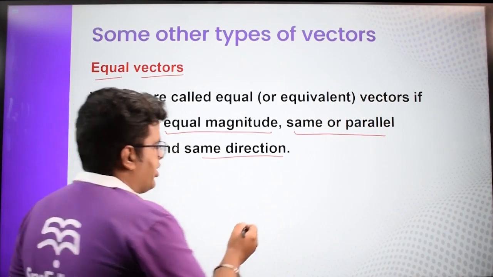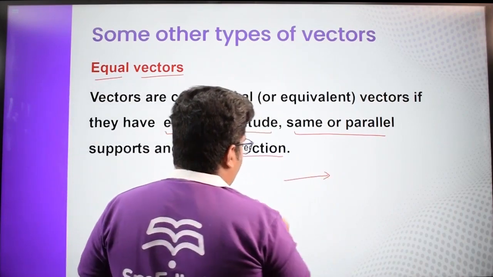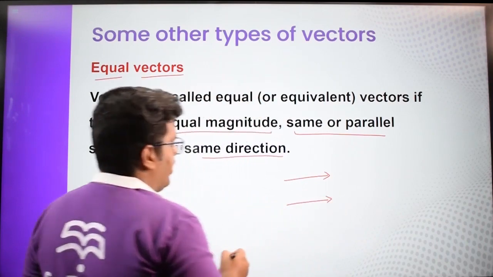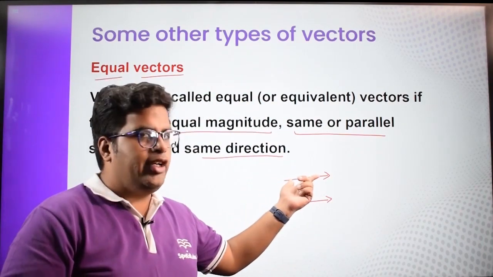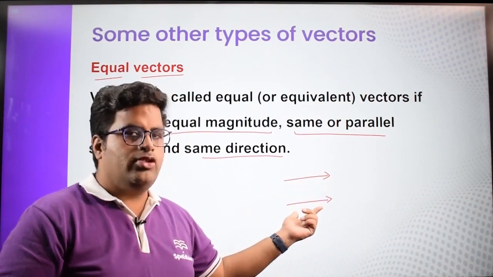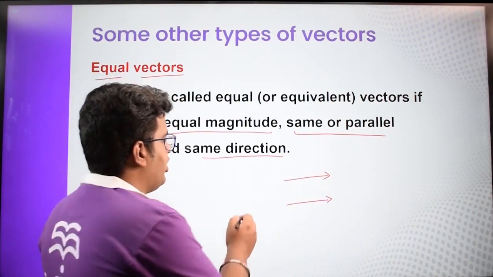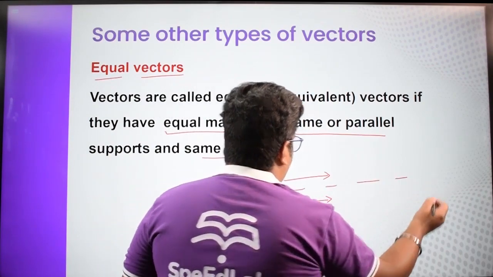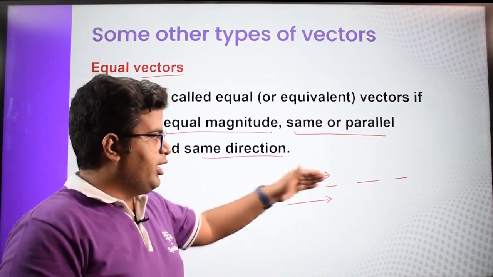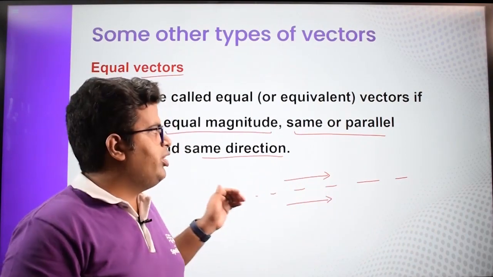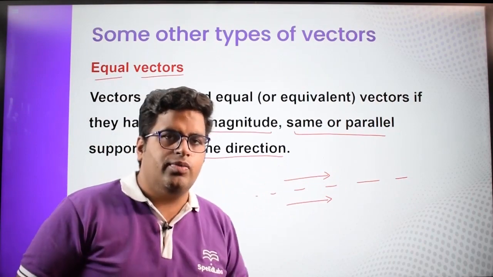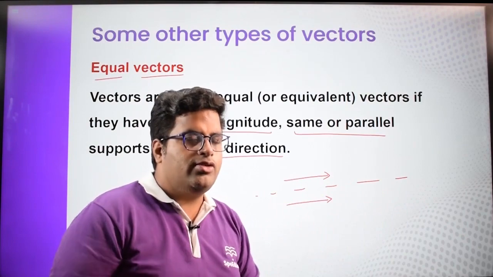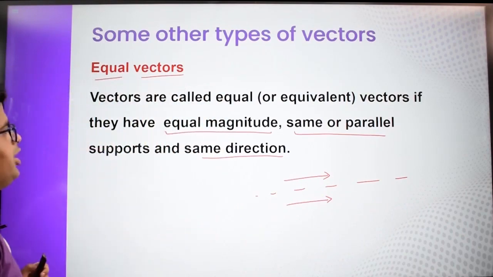Now when I talk about its diagram, suppose this is one vector and let's say this one is another vector. Their magnitude has to be the same and direction also has to be the same. Now what is support? Support is basically an imaginary line to which both the vectors are going to be parallel. So that is going to be a support. So they have the same or a parallel support, they are equal in magnitude, and they have the same direction as well. So that is going to be your equal vectors.